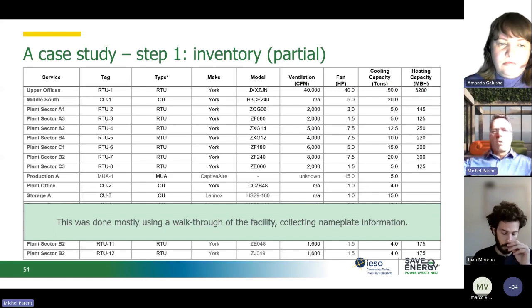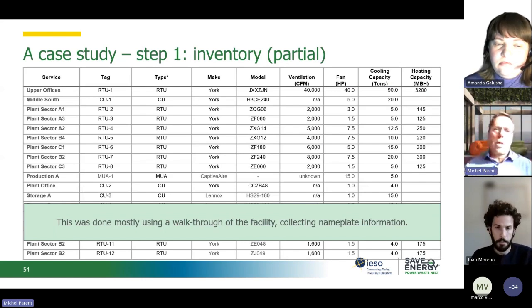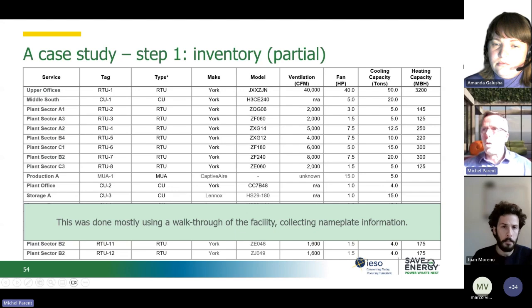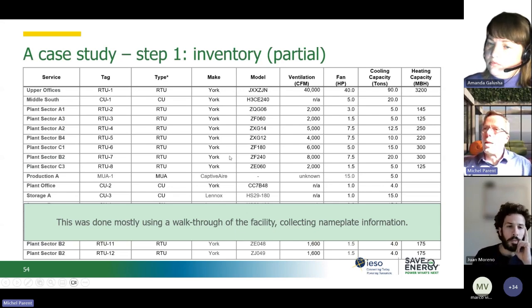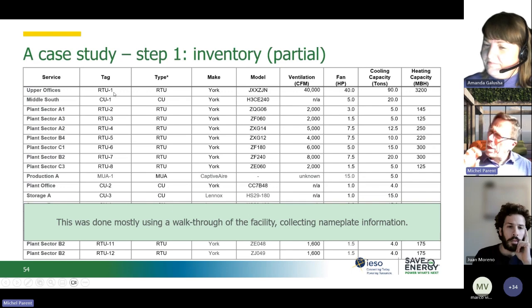So let's say you're going to do that. You would do an inventory of the system. So you would go identify, and actually this table I had to cut off because it's too big. You have the tag. Always make sure you have the proper tag. You'll find sometimes that there's like 5 RTU1 in some buildings. So try to clean that up at the same time.